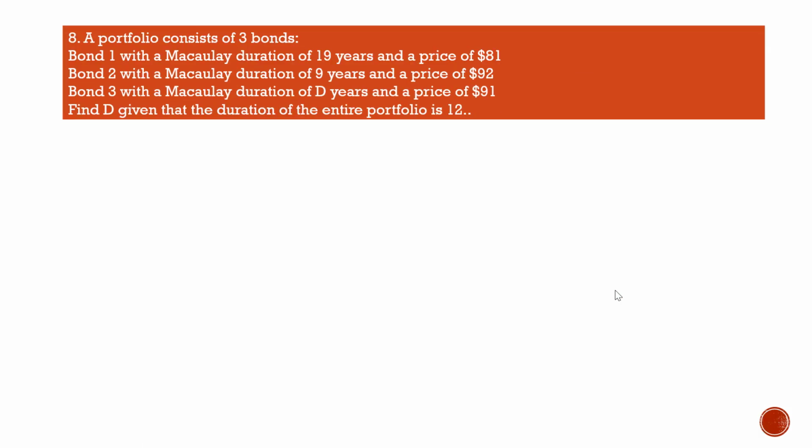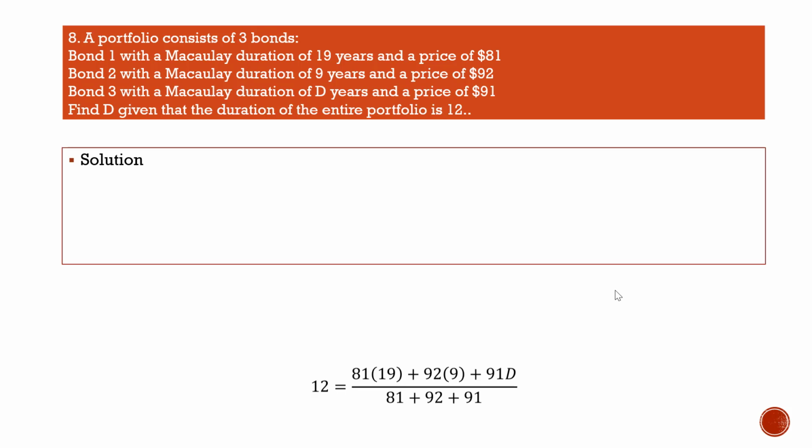Question 8. A portfolio consists of 3 bonds. Bond 1 with Macaulay duration of 19 years and a price of $81. Bond 2 with Macaulay duration of 9 years and a price of $92. Bond 3 with a Macaulay duration of D years and a price of $91. Find D given that the duration of the entire portfolio is 12. So just use the formulas.